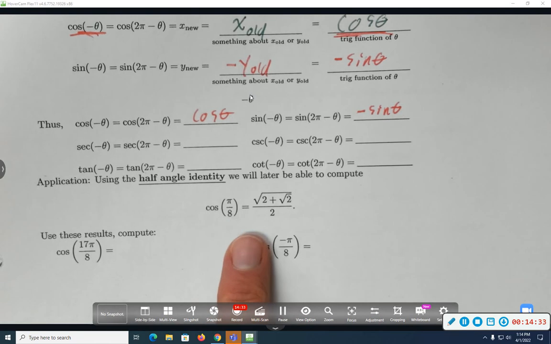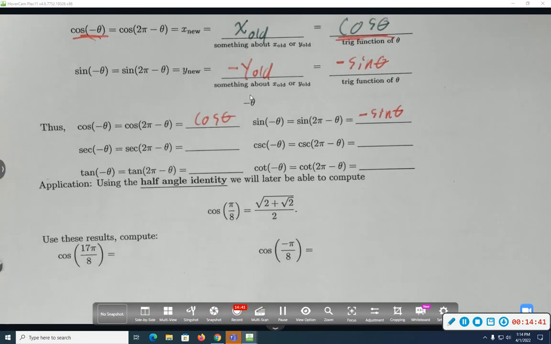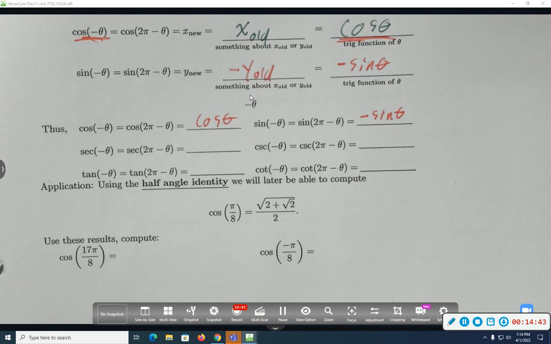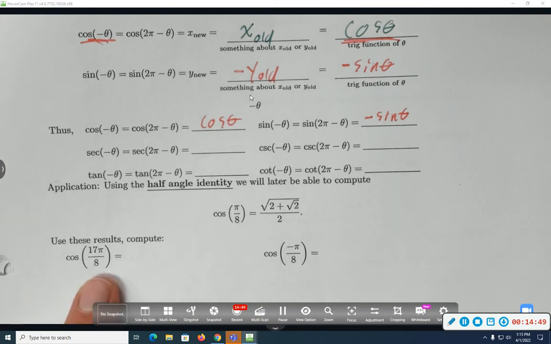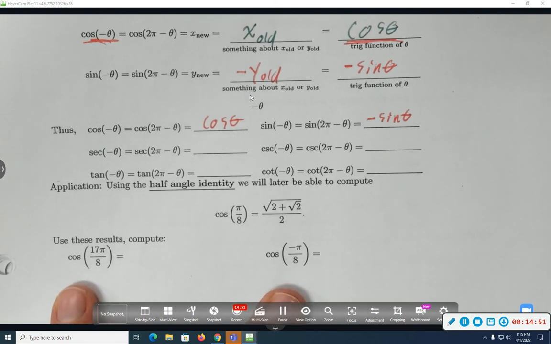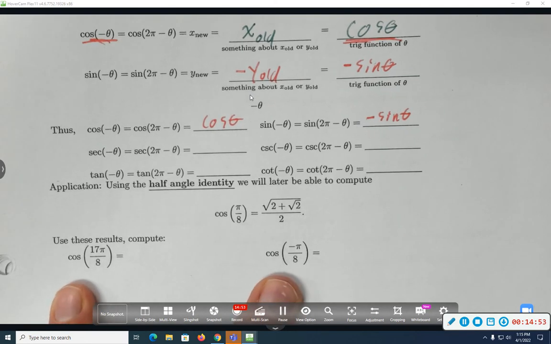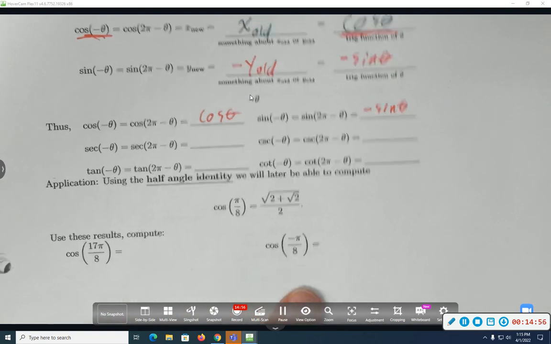So here's a fact that I won't justify for quite a while. The cosine of pi over 8 is the square root of 2 plus the square root of 2, all over 2. Using that information, do you think we can compute these two things? Let's try to do it. Maybe we'll do this one first.